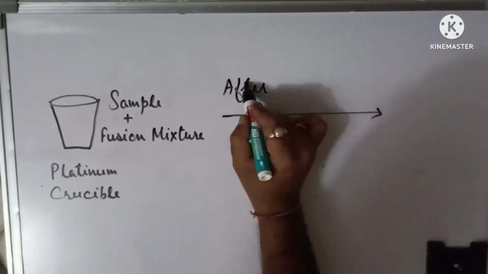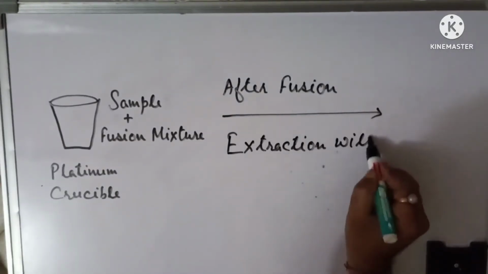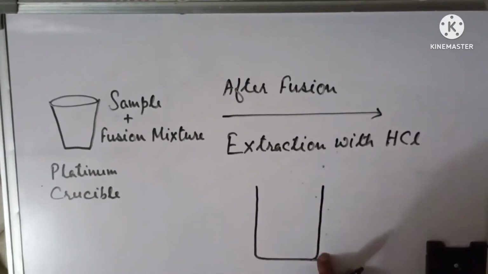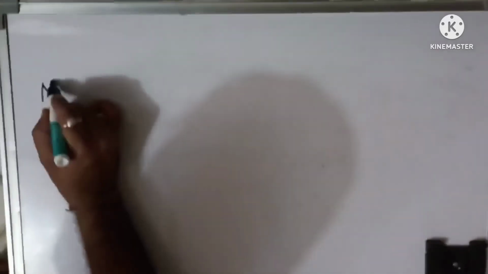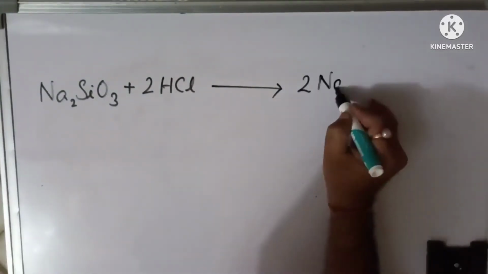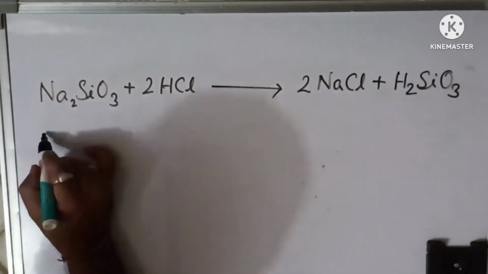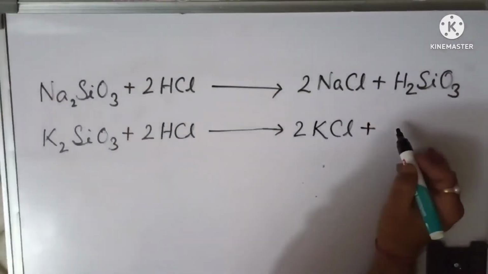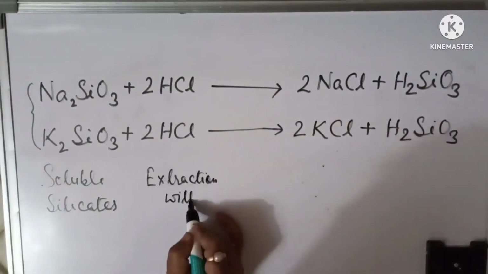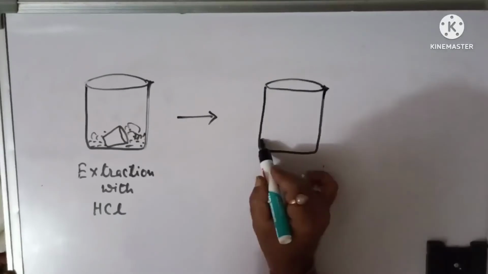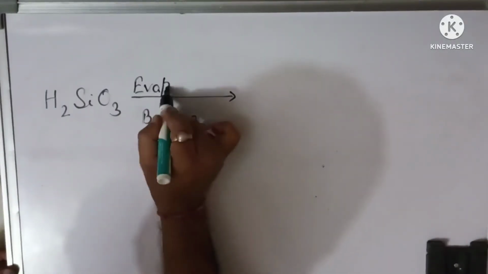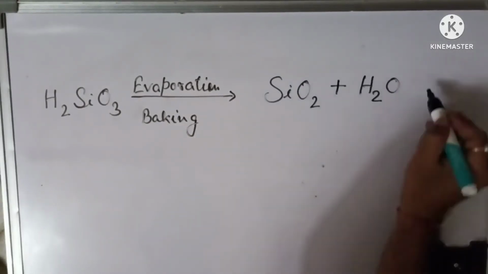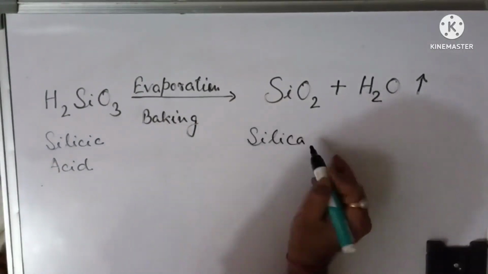Now after the fusion is over, the mass in the platinum crucible is extracted with 1:1 HCl. This is now boiled as earlier. Again during this boiling, sodium silicate and potassium silicate, which are soluble silicates, react with HCl and produce silicic acid, sodium chloride and potassium chloride. Now as earlier, baking is done to dryness, where silicic acid is disintegrated to silica and H2O. H2O, that is water, is evaporated during baking to dryness.